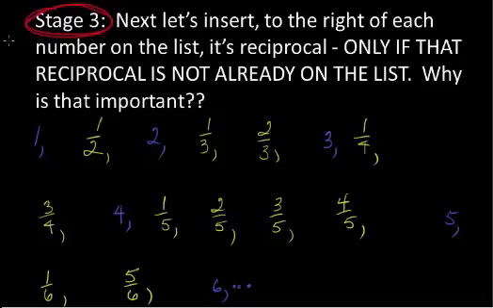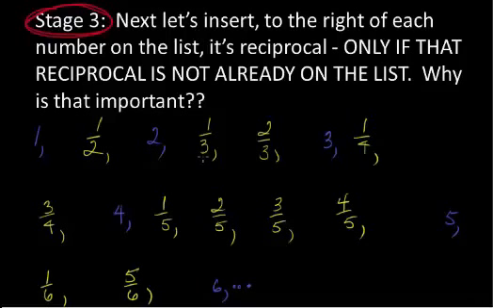We need a method to making the list. So to the right of each number on the list, let's put its reciprocal. Only if that reciprocal is not already on the list. Remember, I'll tell you as we go along. Let's do this in red. The reciprocal of 1 is 1. I don't need it. The reciprocal of 1/2 is 2. It's already there. The reciprocal of 2 is 1/2. Nope.